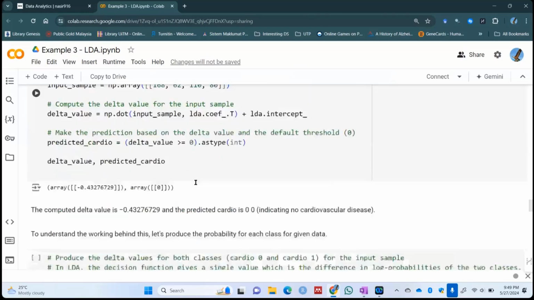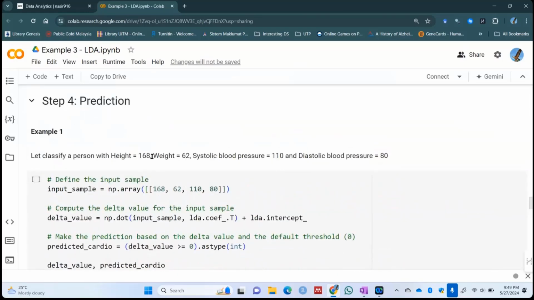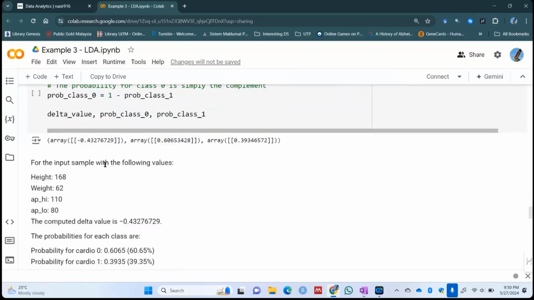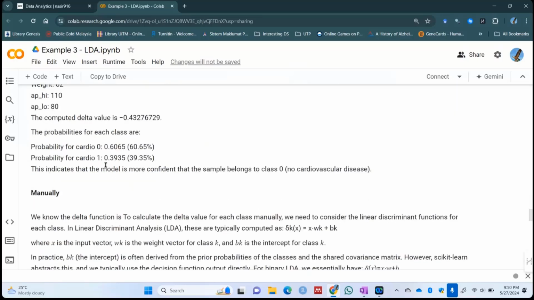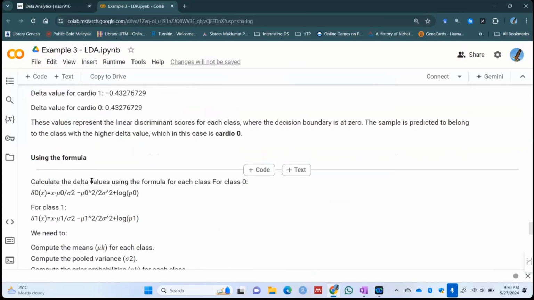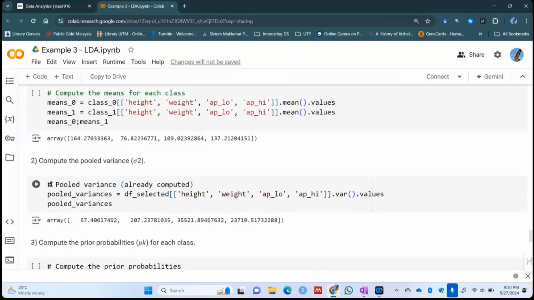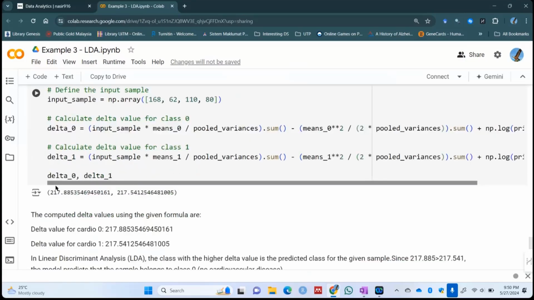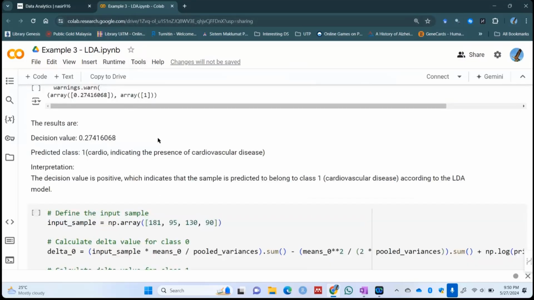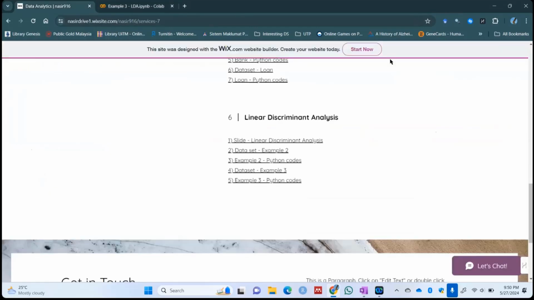And then I do a prediction when height equal to 160, 68 and so on. What is the classification of the person? Is there cardiovascular heart disease or no cardiovascular heart disease? Right, so I'm using two methods. First by using formula, another one by using a standardized method. So you can check how to perform these codes in my website.